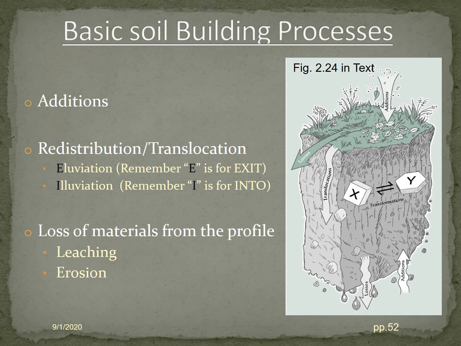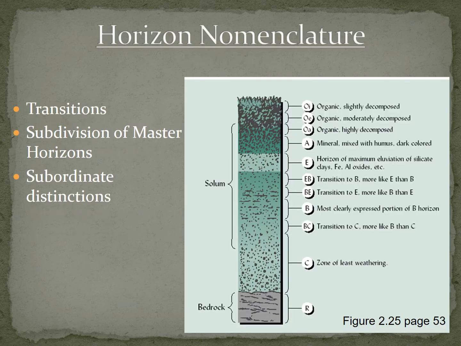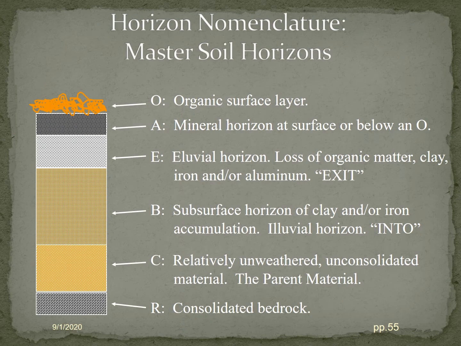Remember the soil's basic building processes are additions, redistribution, and translocation, eluviation and illuviation, and loss of materials from the profile such as leaching or erosion, and these all end up changing the soil. Horizons are layers roughly parallel to the Earth's surface, and they differ from the properties above and below them. We've learned about the major soil horizons, but now we're going to learn about some of the smaller things that we will add on to these.